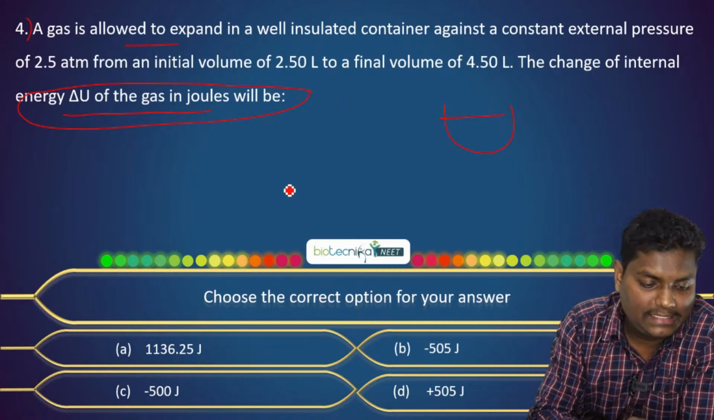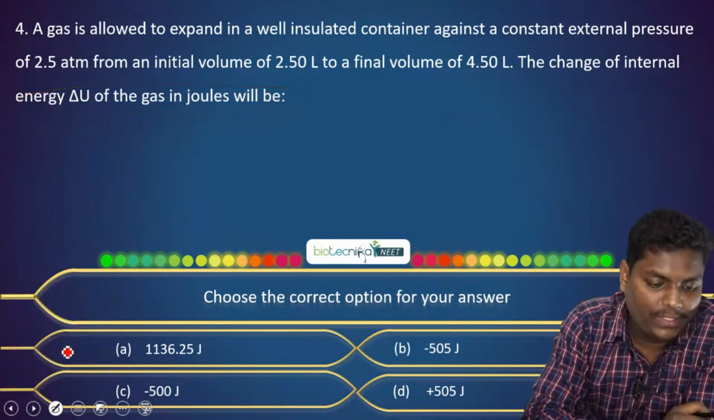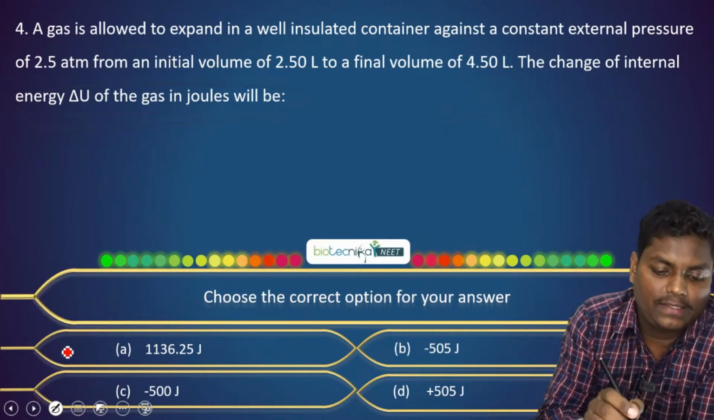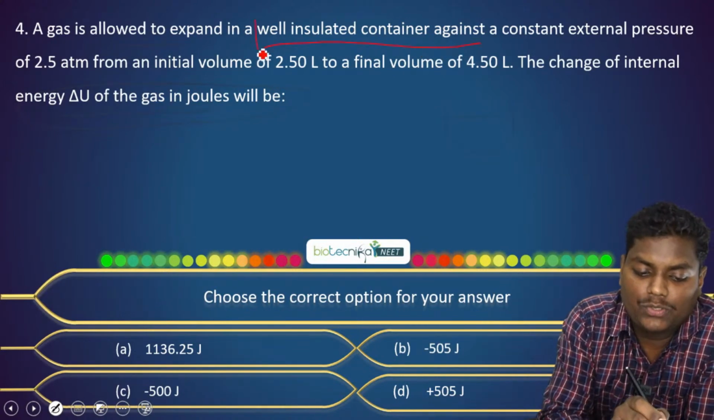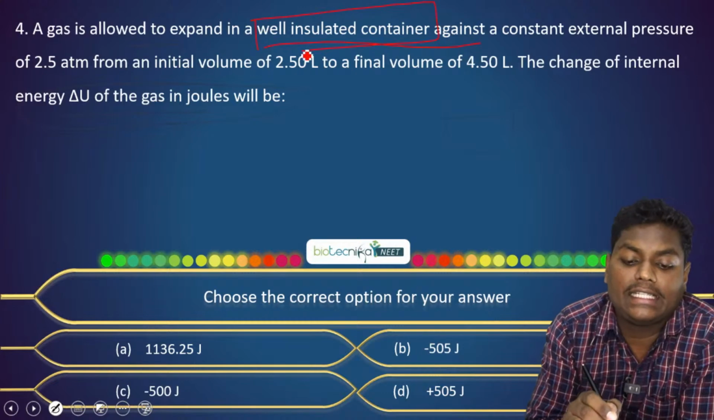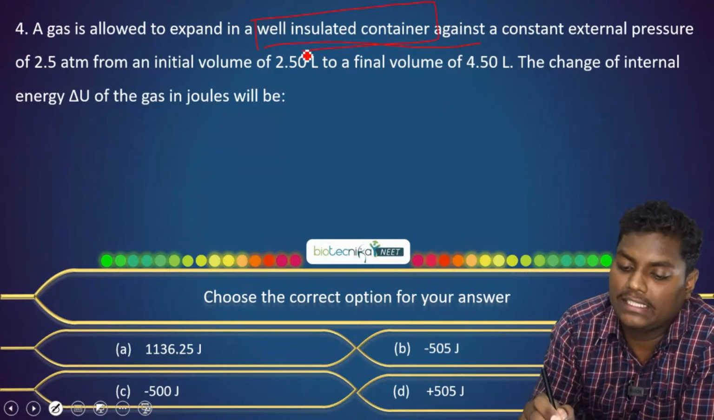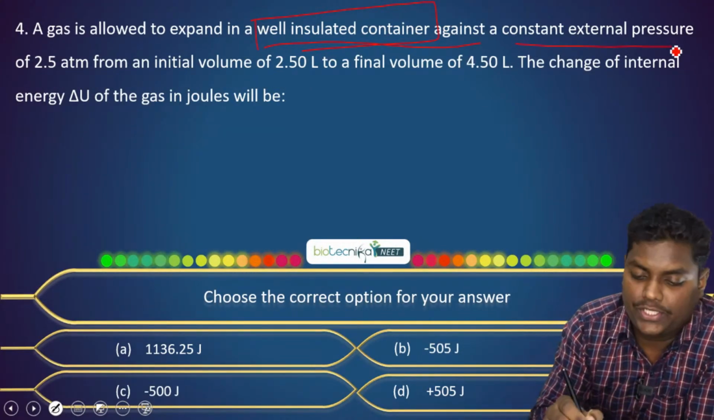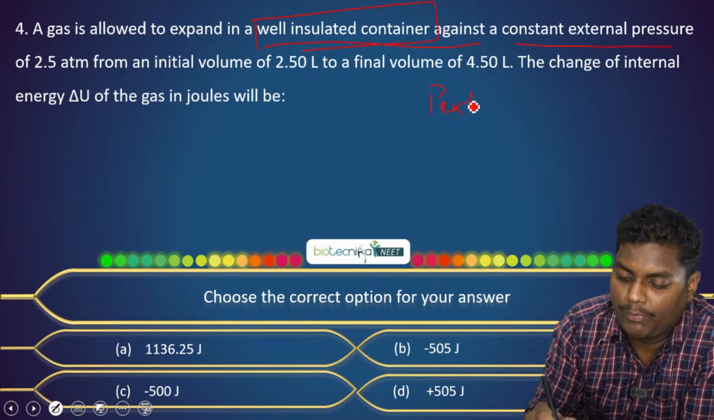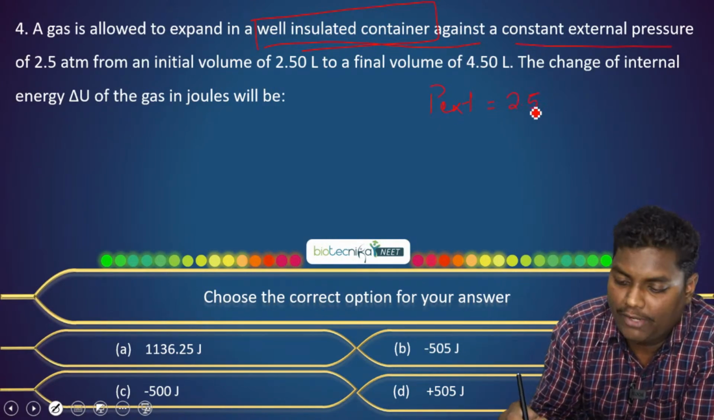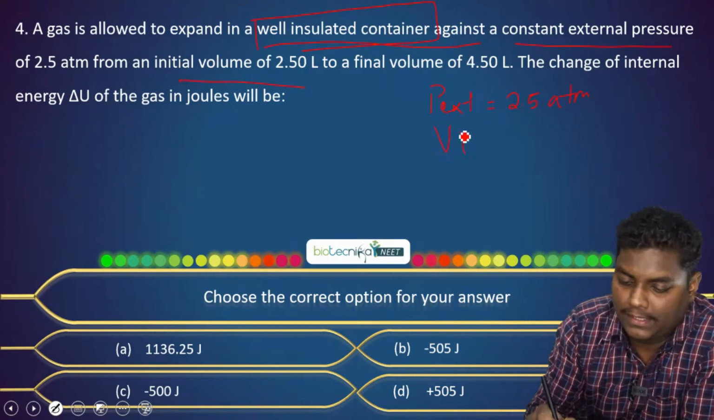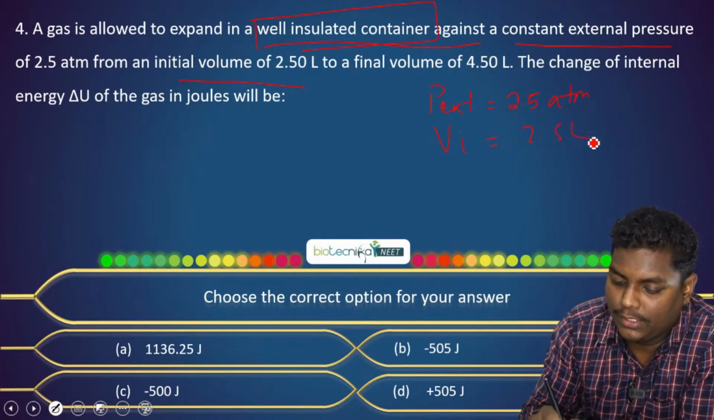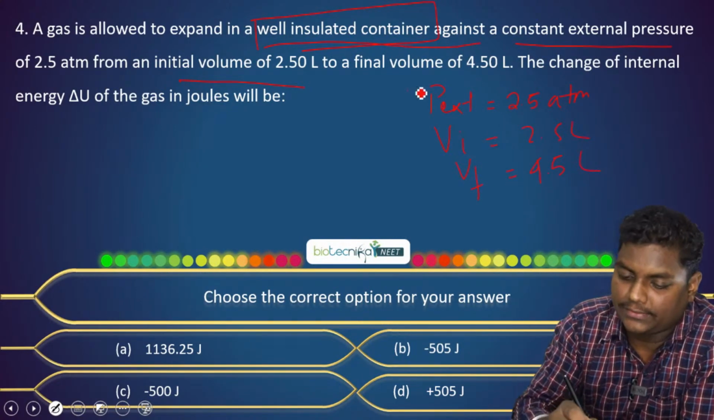Okay, so let's understand what is happening. What is given to us? It is said that we have a well-insulated container. Mark these words. It is saying a well-insulated container against a constant external pressure. So we have an external pressure of 2.5 atm, from an initial volume of 2.5 liters to a final volume of 4.5 liters.